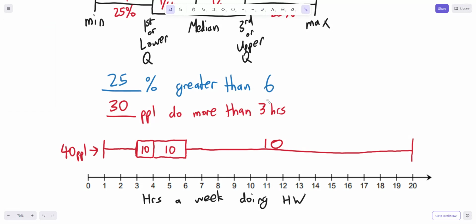So again, don't be tricked by the length or the width of the box plot. They're all 1/4. Every section is exactly 1/4 of your data. It's just sometimes your data is more spread out, other times your data is more condensed.